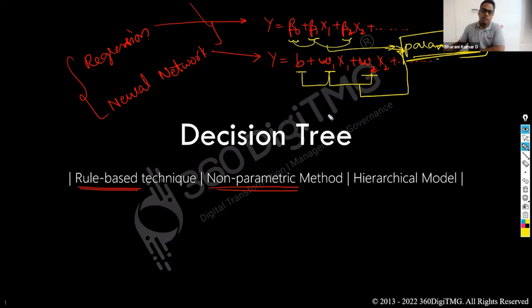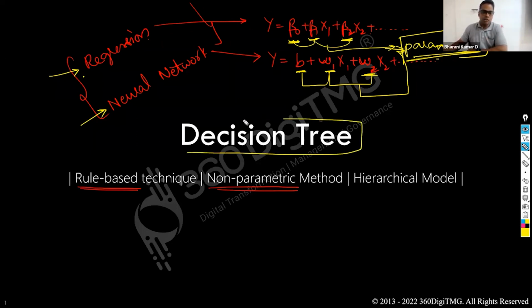These are the parameters which are learned by your model. If you use regression analysis, your model will learn these beta values. If you run neural networks, they will learn these weights, which are called parameters. So these algorithms are called what techniques? Parametric methods.